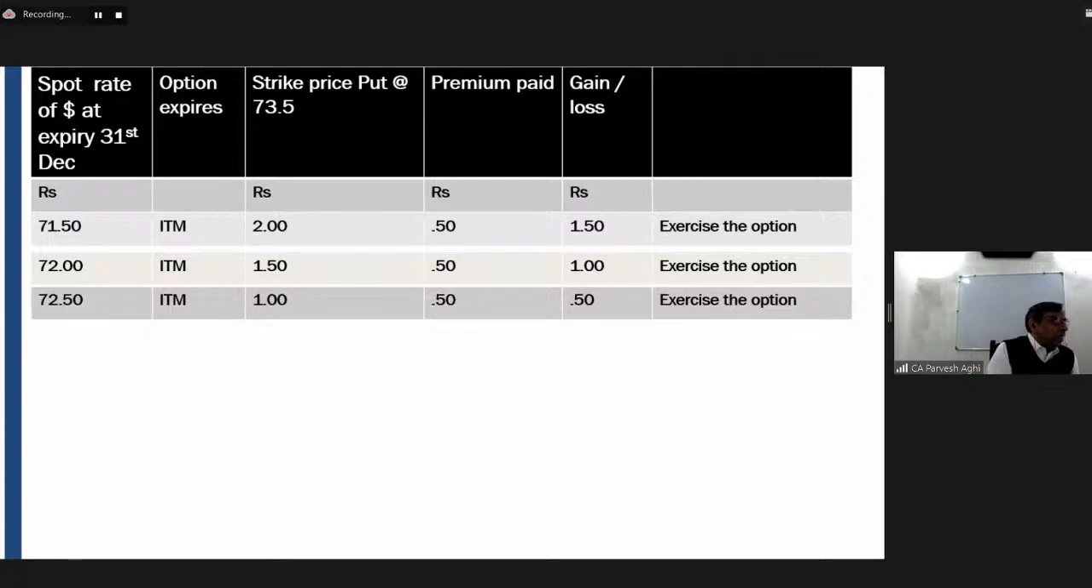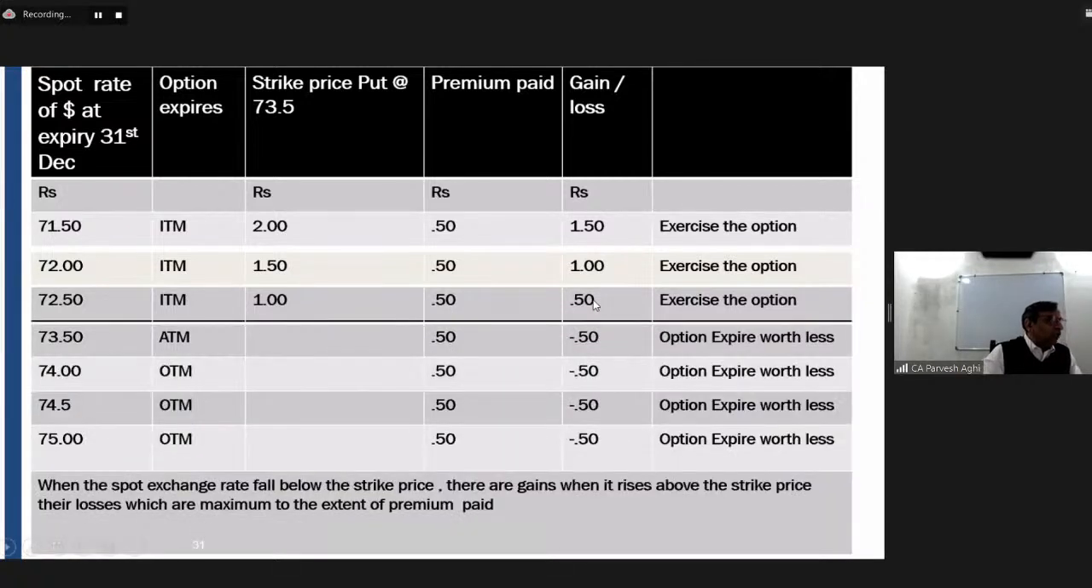Now, suppose it happens to be 72.5. Suppose these are the rates. So all are in the money, and the put buyer is making money. So he's going to exercise his option. In this case, the strike price was 73.5 and the expiry was 72.5. So he's making a 1 rupee gain. Net of premium, he makes a gain of 50 paisa. His profit was 1 rupee, but because of the premium, he makes a gain of only 50 paisa.